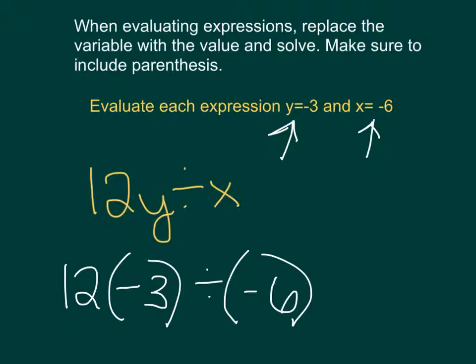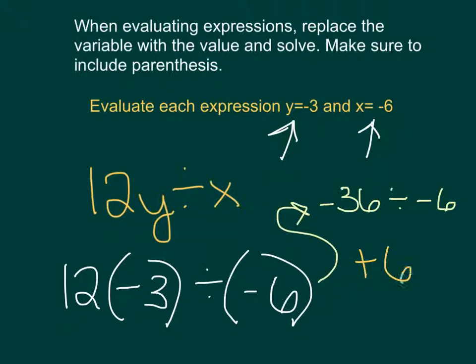So right now we have a 12 times a -3, so I'm going to go and work up here. So 12 times -3 is -36, because a negative times a positive is negative, and then we multiply normal, divided by a -6. So now we have a negative divided by a negative. Our answer will be positive. And then 36 divided by 6 is 6.